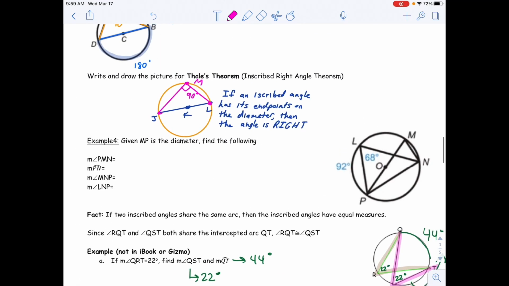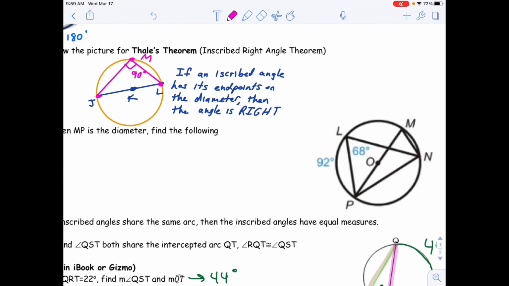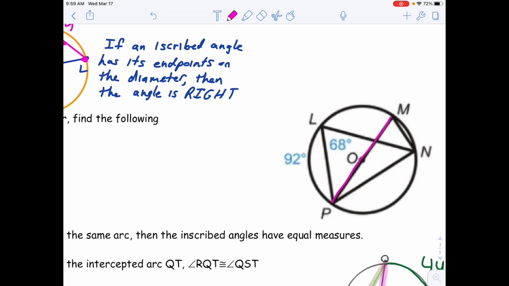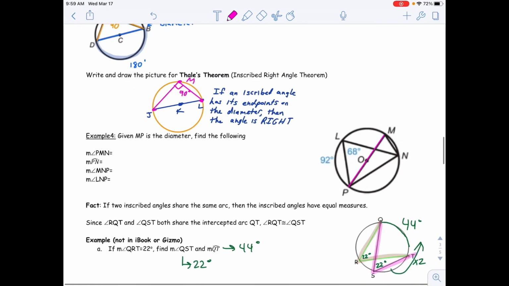All right. Last problem. All right, we're just gonna find a bunch of things right here. We're given MP is the diameter. We're gonna find the following. So MP is the diameter. Well, let's see what we can immediately find from there. The measure of angle PMN.